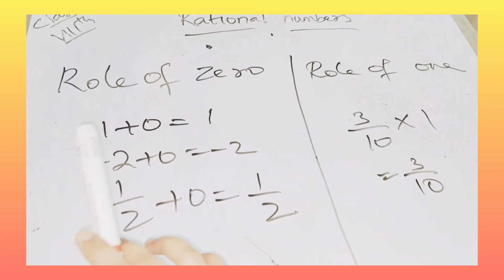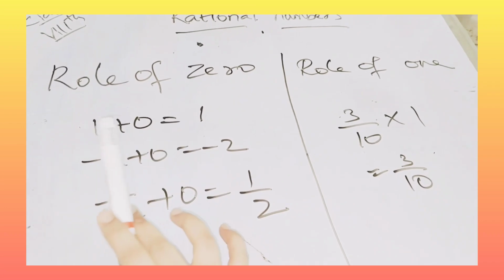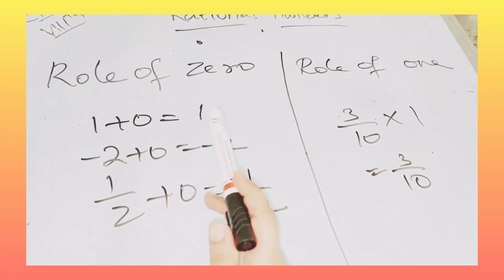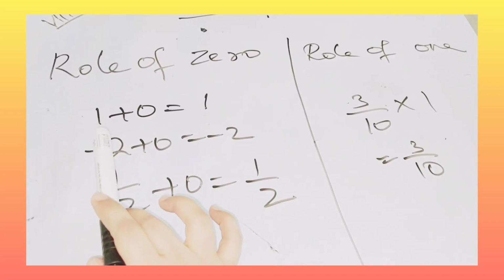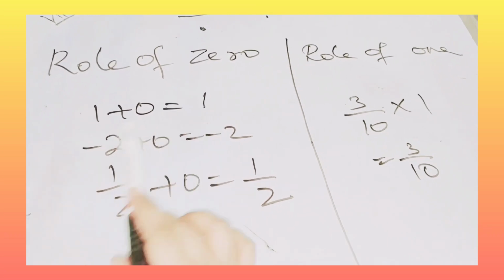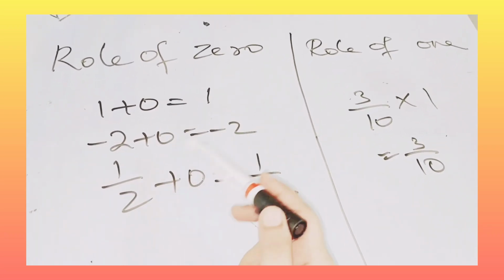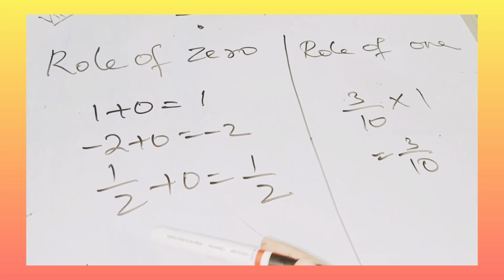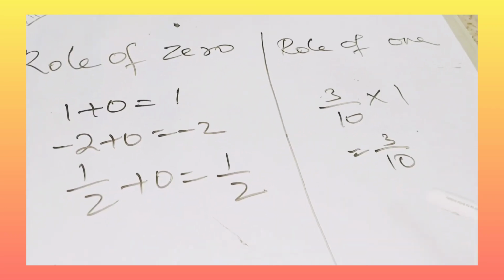If you add 0 to any rational number, the answer will be the same. Here we are taking 1, so 1 plus 0 is 1. Minus 2 plus 0 is minus 2. If you are taking 1 by 2, the answer is 1 by 2. Now, the role of 1.